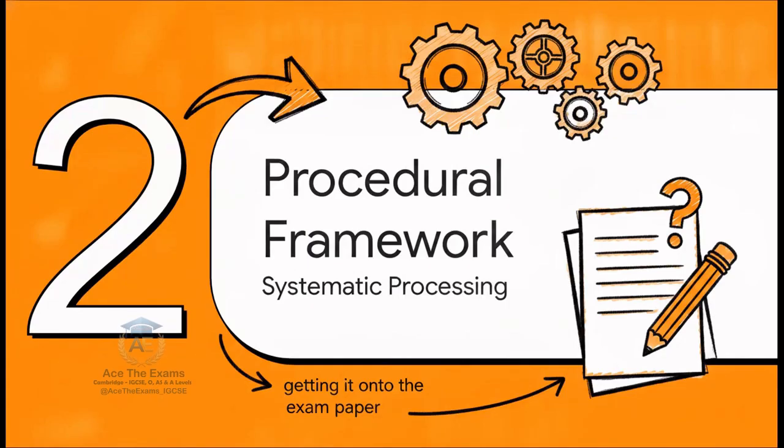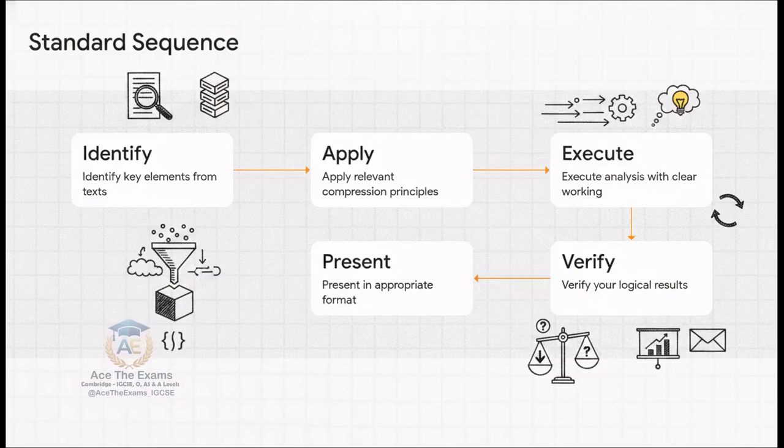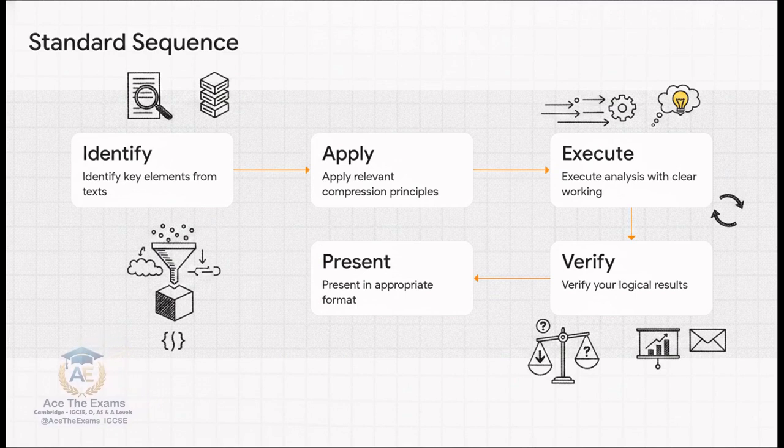Let's move on to Section 2, the procedural framework, systematic processing. Knowing the theory is great, but how do we practically get it onto the exam paper efficiently? The source material reveals a highly standardized sequence for processing these questions. You absolutely must treat this like an algorithm. Here is the 5-step process to solve the rushing problem that our student Sam has.